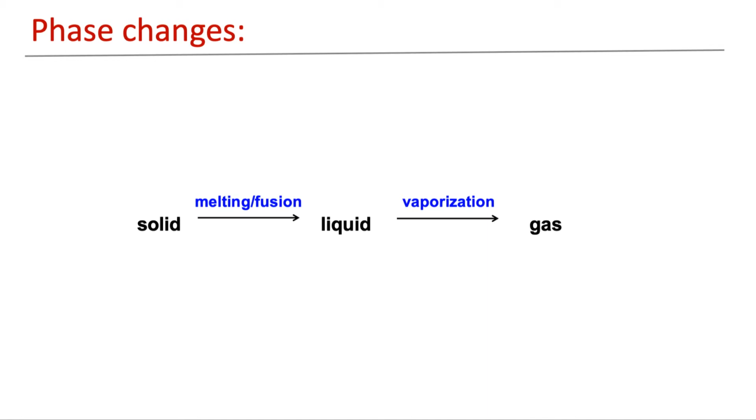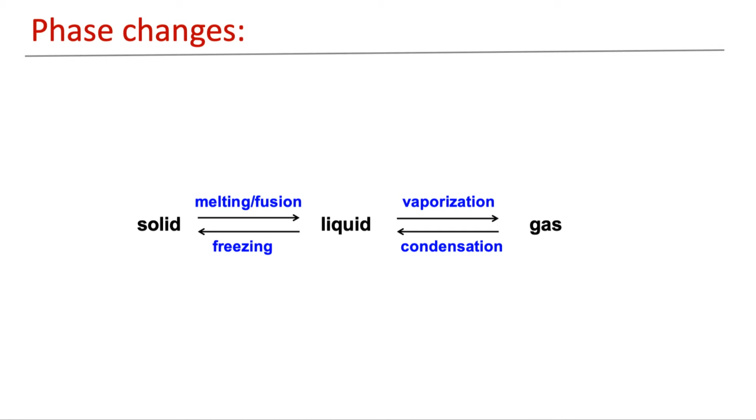Conversely, if we take any gas and cool it or remove heat from it, the gas changes its phase to liquid. This process is called condensation. And if we continue to cool the substance, the liquid changes to solid, and we call this process freezing.